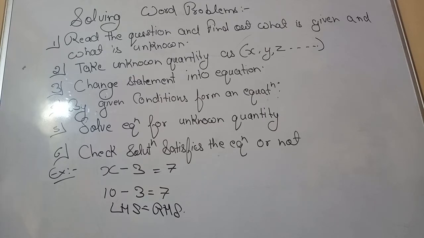If you want to check whether your solution is correct or not, always compare both sides, LHS and RHS. If both sides' values are the same, it means you have obtained the correct value for your variable. But if LHS is not equal to RHS, it means the value you have obtained for the variable is not correct. So this is how you can solve word problems and convert them into the form of equations.